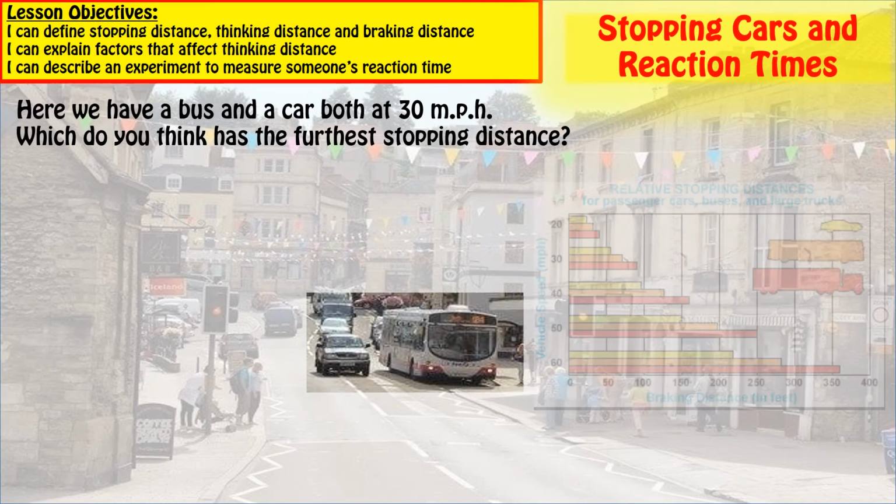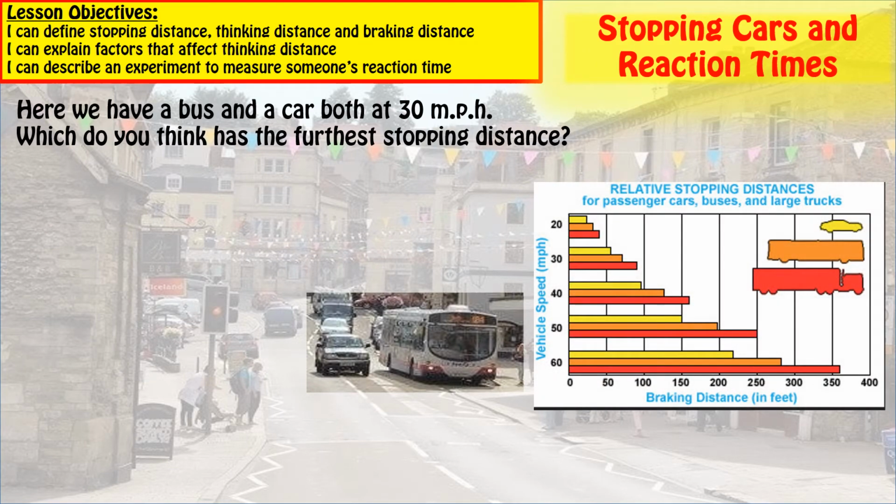Okay, so here we've got a bus and a car, both travelling at 30 miles per hour. And in your exam, you're going to get lots of tables and graphs that you need to be able to interpret. So we're going to have a look at some graphs now. So using that table, which has got the furthest stopping distance? So bus and car, both at 30 miles an hour. Which one's got the furthest stopping distance? So if you pause the video and answer that question in your books, please.